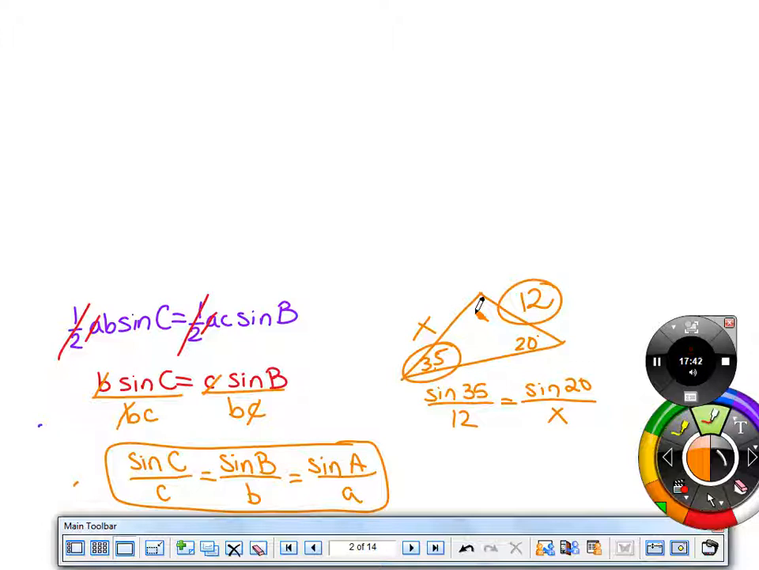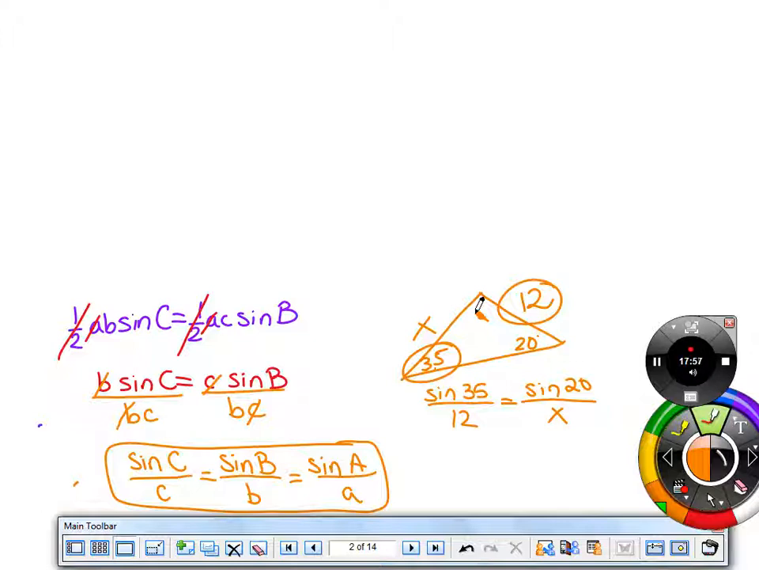So the law is not hard to remember, right? It's nicely packaged: sine of A over A, sine of B over B, sine of C over C. But there's part of this law that doesn't always work, and that's where the hard part comes in. Yeah, Alex?